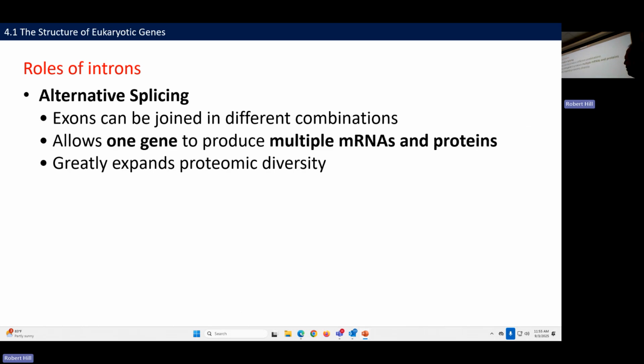All right, finally, alternative splicing allows multiple protein products to come from one gene. Okay? So through that splicing, you're removing the introns, but through alternative splicing, you can actually omit certain exons in different versions of the gene.